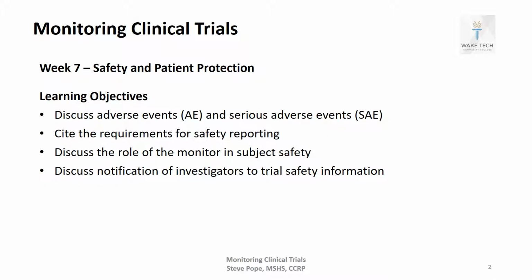Our learning objectives will be to discuss adverse events and serious adverse events, the difference between the two and how we categorize one versus the other. Cite the requirements for safety reporting. This would be both for the site and also for the sponsor when related to serious adverse events. Discuss the role of the monitor in subject safety, and then finally discuss notification of investigators to trial safety information. So what's required there and how we go about doing that.